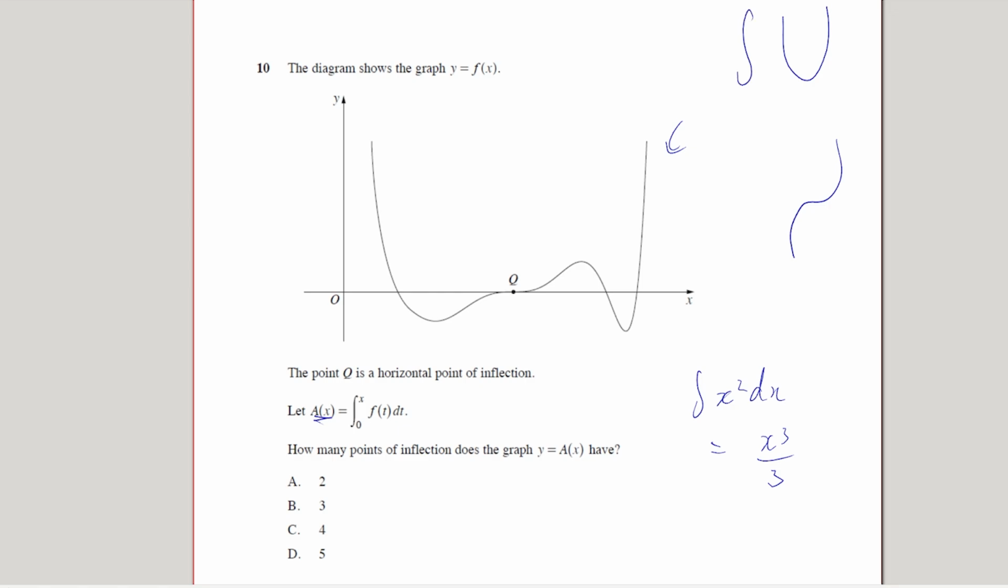So if you integrate this function, it goes to here. This is what it gives you. So a stationary point, if you integrate it, would give you a point of inflection. That's the trick to this. You just have to find how many stationary points there are in f of x. So let's see, there's 1, there's 2, there's 3. So you can say that there are 3 points of inflection in a of x, because integrating a stationary point would always give you a point of inflection. It's that simple.